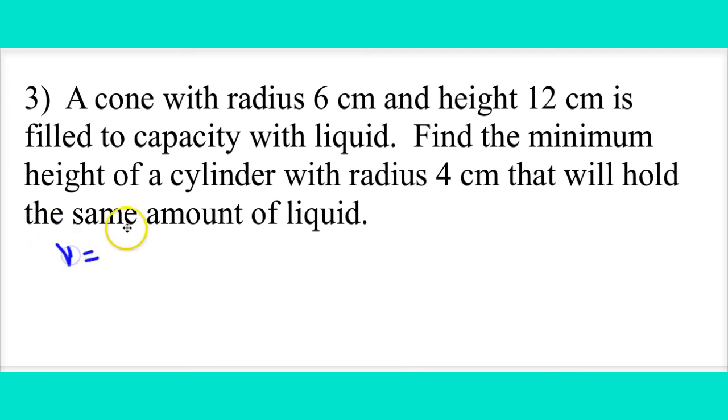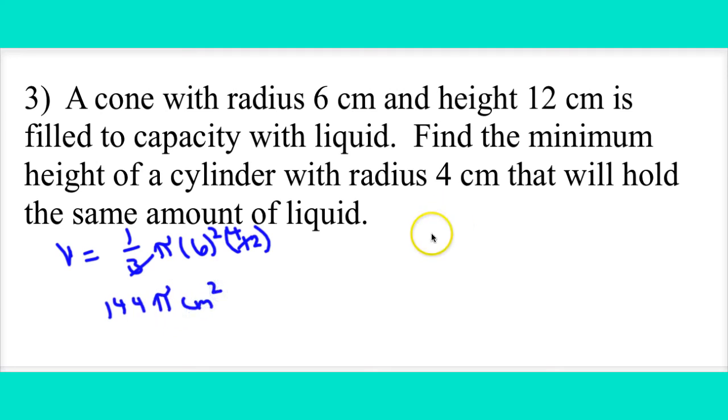So volume of a cone is 1/3 times the base area, which in this case would be pi times 6 squared, times the height. And let's see, 3 goes into 12 4 times, and then 36 times 4, this would give me 144 pi centimeters squared for the volume. And now we're going to work with a cylinder. So the formula for a cylinder is pi times the radius squared times the height. Let's see, we want it to hold the same amount of liquid. So the volume is still going to be 144 pi.